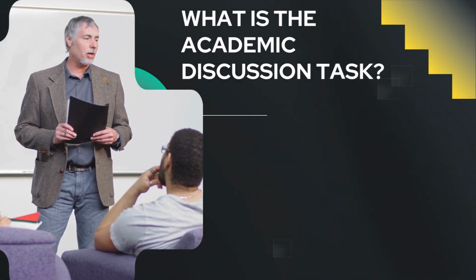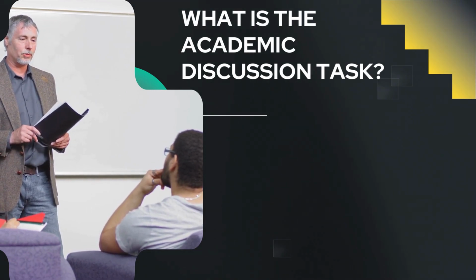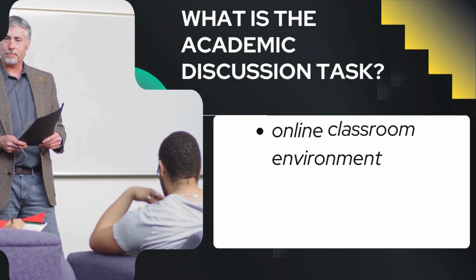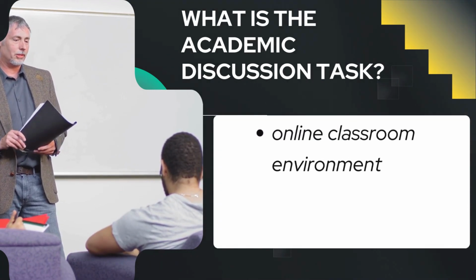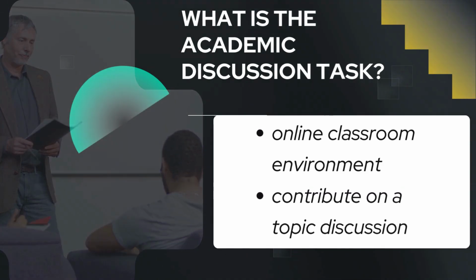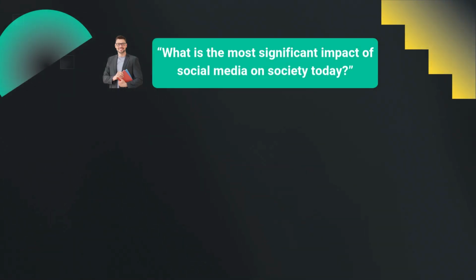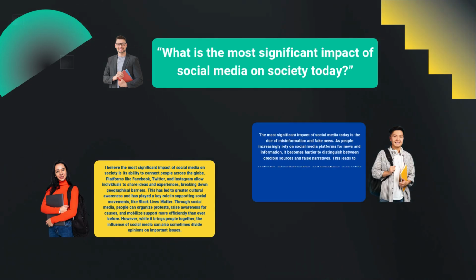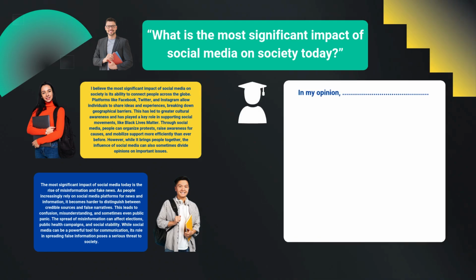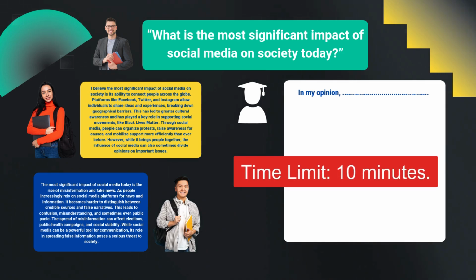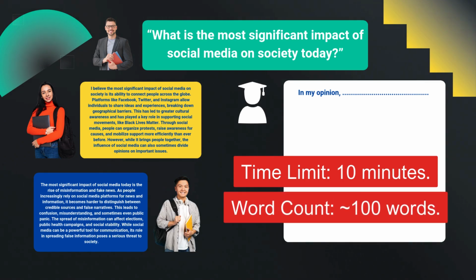Let's dive in. First, let's see what the academic discussion task is. The academic discussion task simulates an online classroom environment where you're asked to contribute your thoughts on a topic. You'll receive a professor's question and responses from classmates who have already shared their thoughts. Your job is to add a meaningful reply that advances the conversation. You have 10 minutes to write your response, and while there's no official word limit, aim for at least 100 words to fully develop your thoughts.